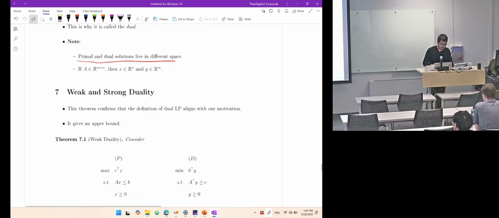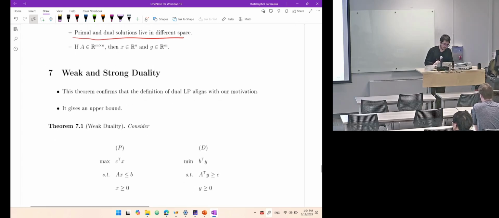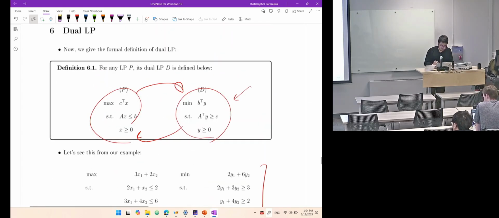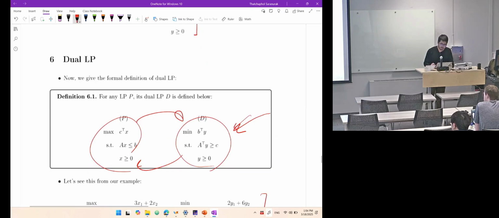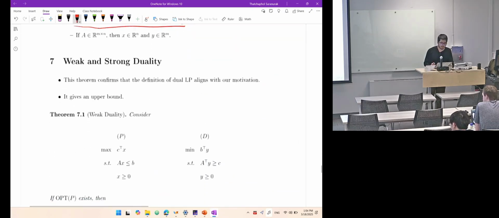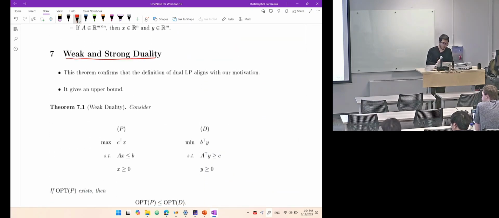Okay. So now, once you take this as the definition of dual, let me state a really important property of the dual LP. The first is weak duality. This is a theorem that confirms that the definition of the dual really aligns with our motivation. That is, it gives an upper bound.